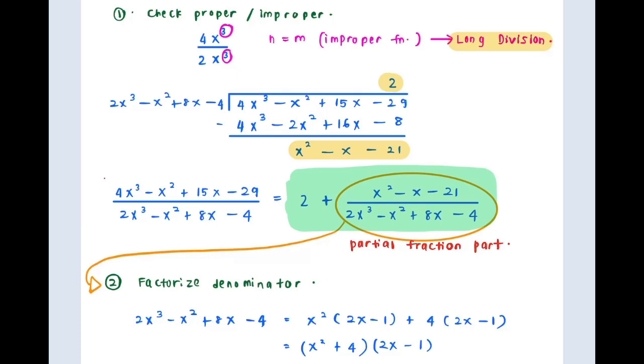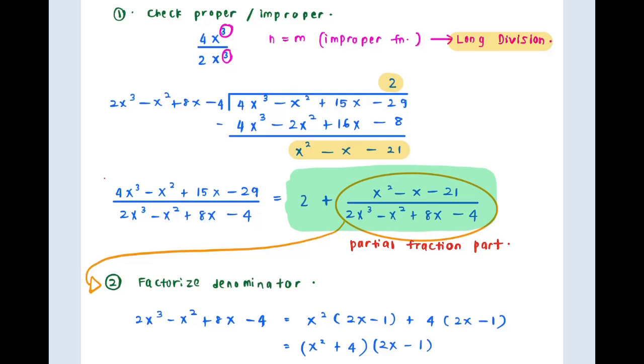After you have done the long division, you can write the answer in terms of the division algorithm, which is quotient plus remainder over divisor. So after that, let's take this fraction part here and let's do PFD on this fraction part. However, do not forget that the final answer must include this 2 here because this is a part of the answer.